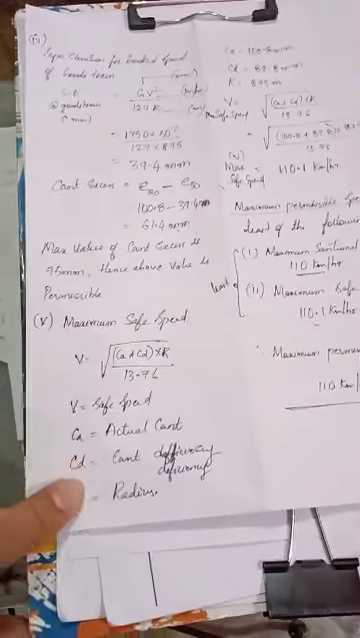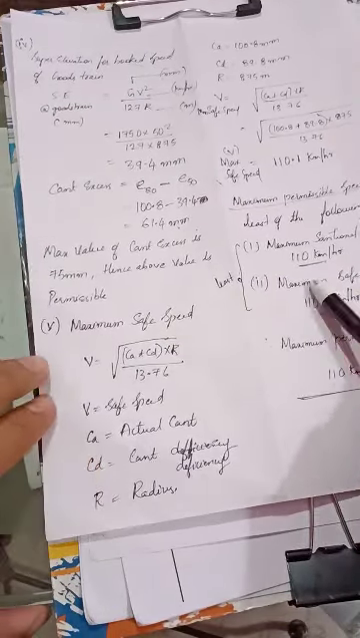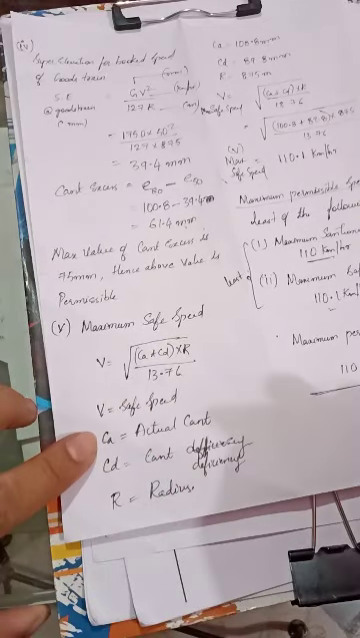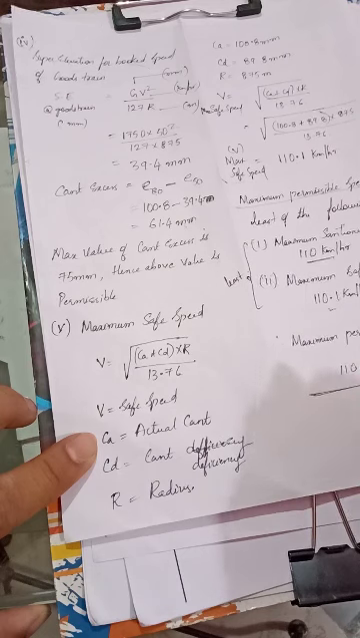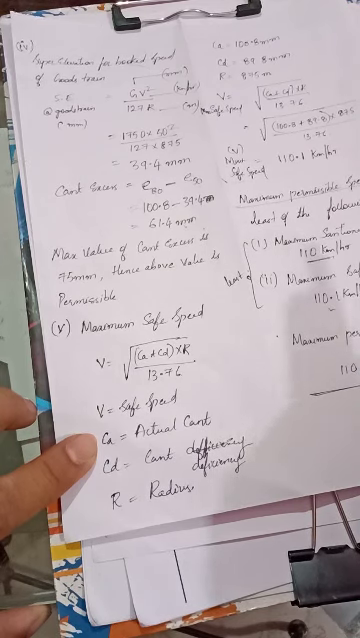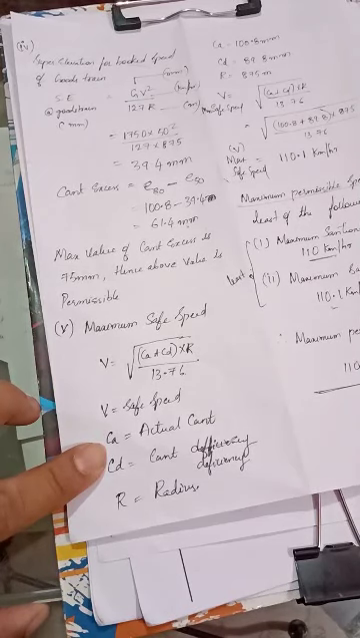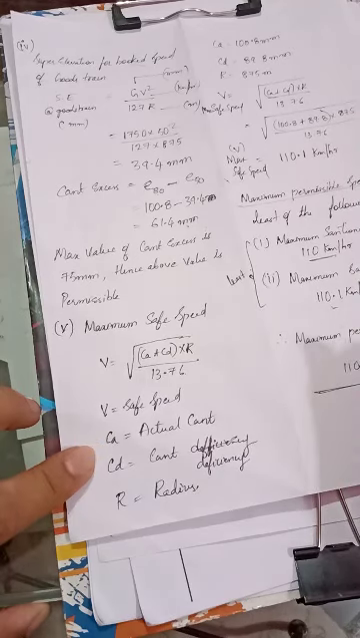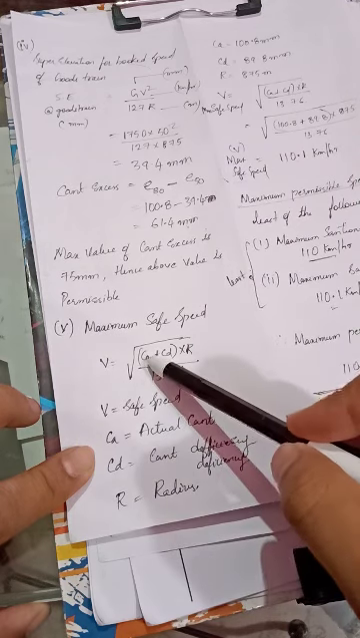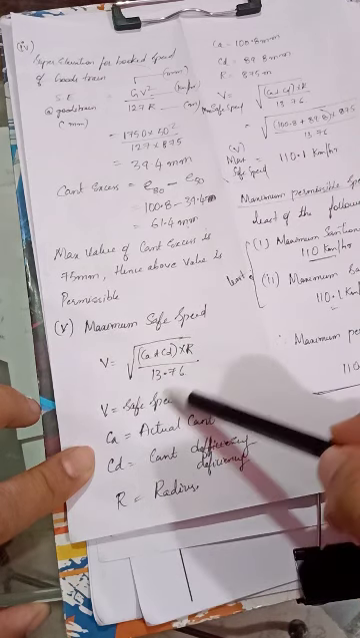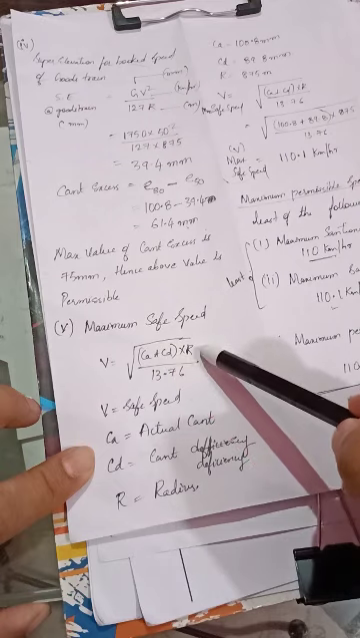Next, we need to calculate maximum safe speed. The formula for maximum safe speed is V equals under root of (CA plus CD) into R by 13.76, where V is the maximum safe speed, CA is actual Kant, CD is Kant deficiency, and R is radius.